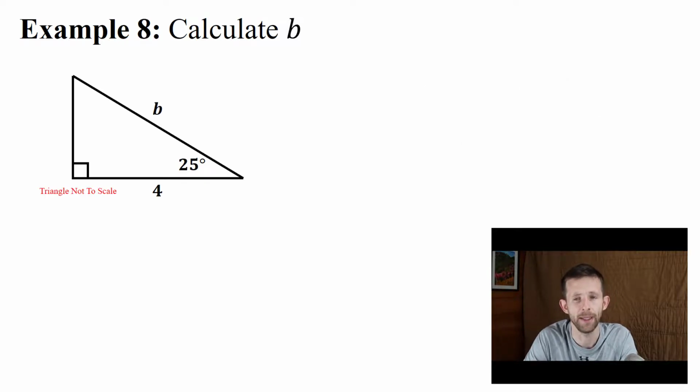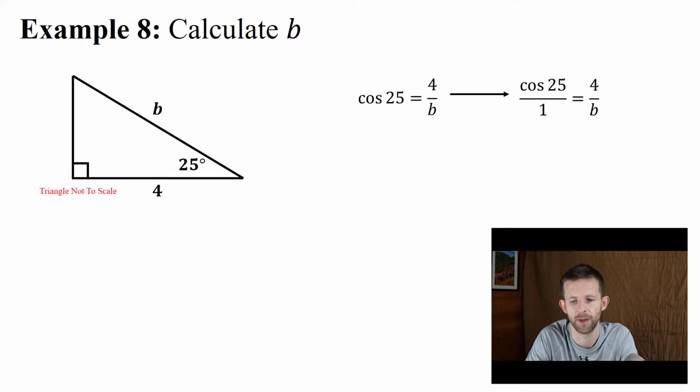Example 8, I'm going to calculate the length of B. B is the hypotenuse, 25 is my angle, and 4 is my adjacent side. So I've got an adjacent side, I've got the hypotenuse, which means I'm going to be using, see if you guys can figure out what we're going to be using here. If you said cosine, kudos to you. I'm going to set up my cross multiplication proportion. Cosine of 25 over 1 is 4 over b.